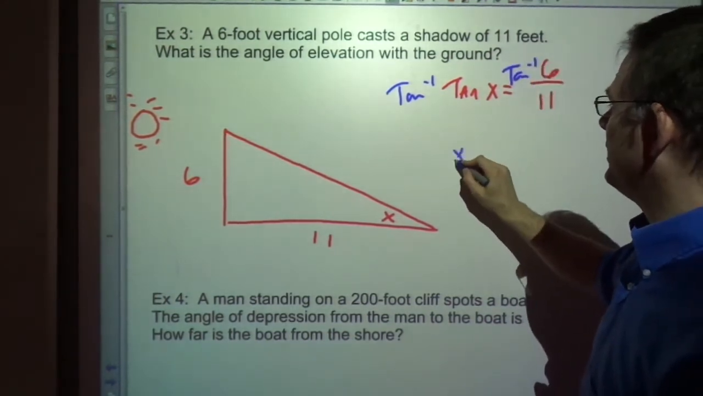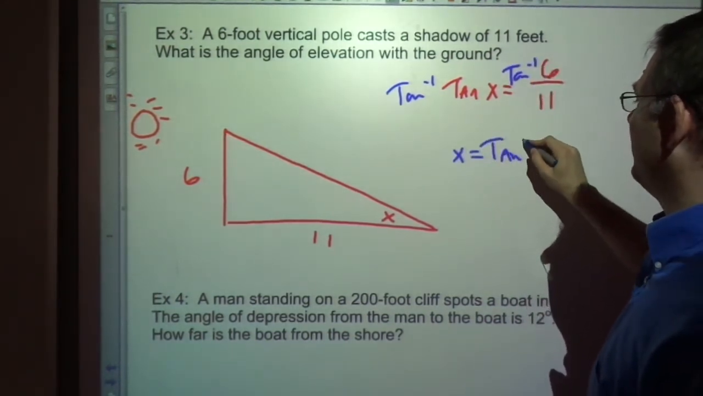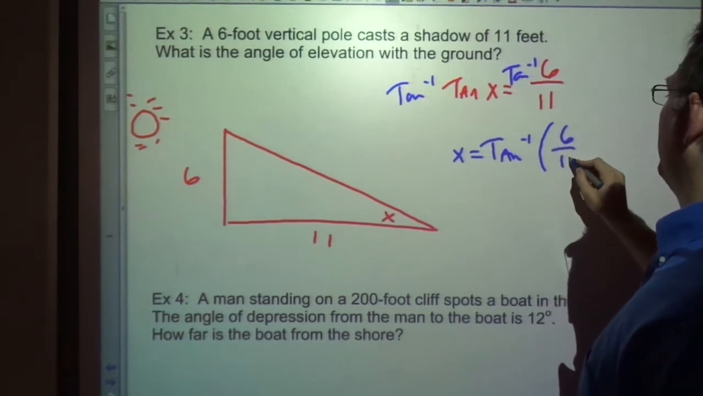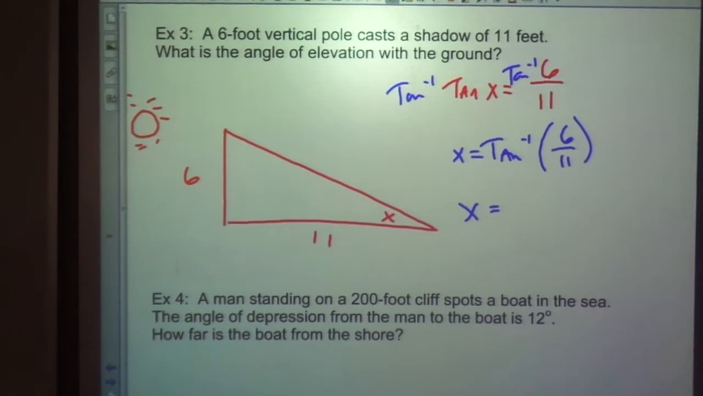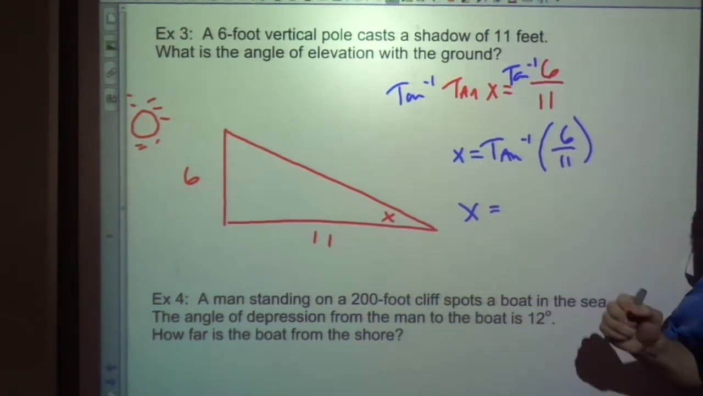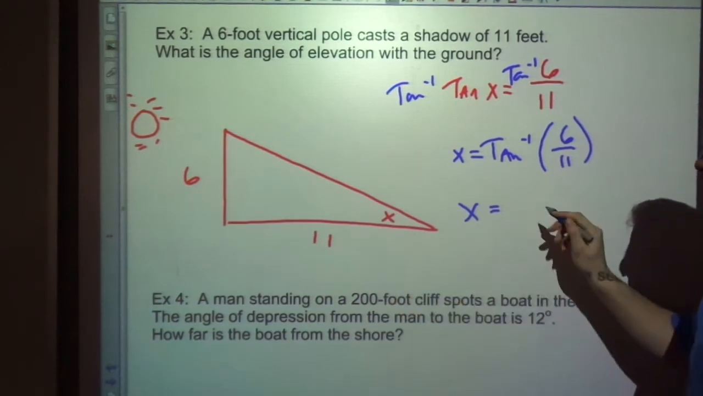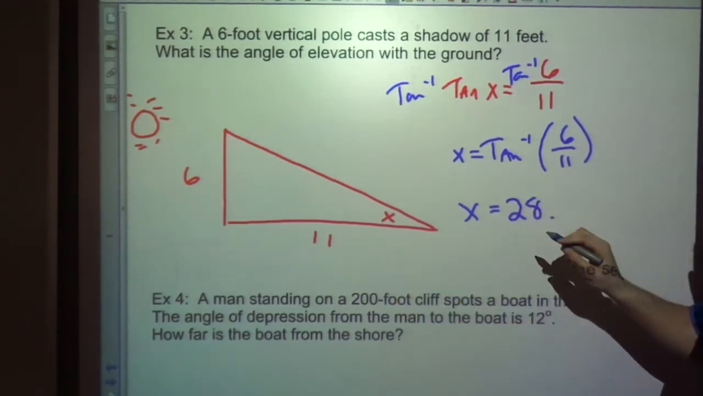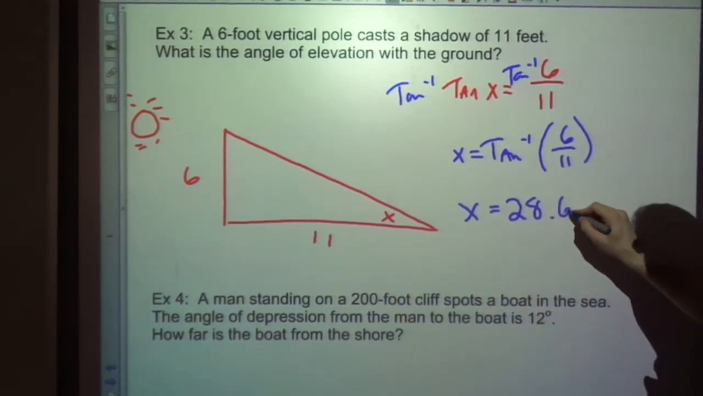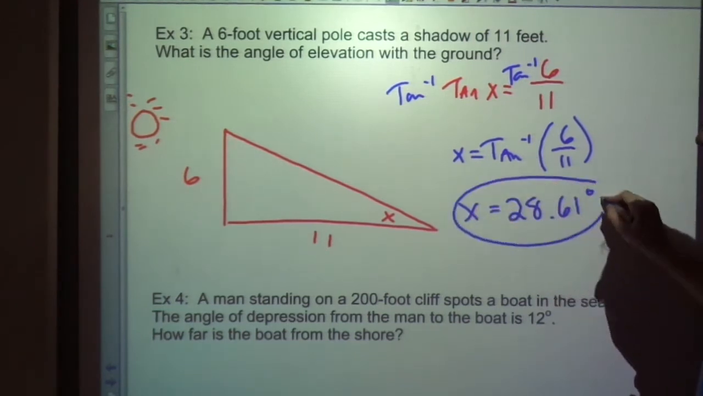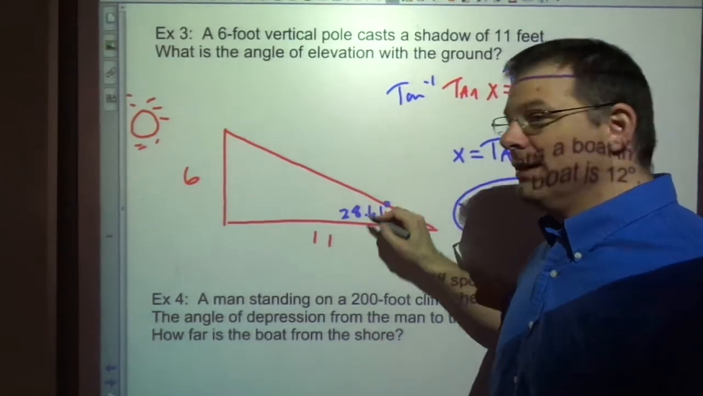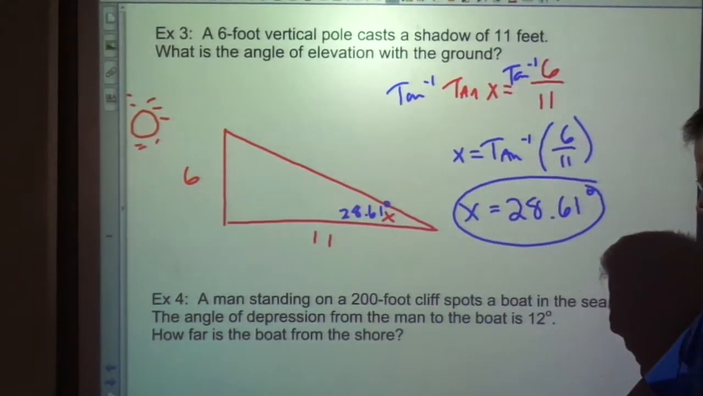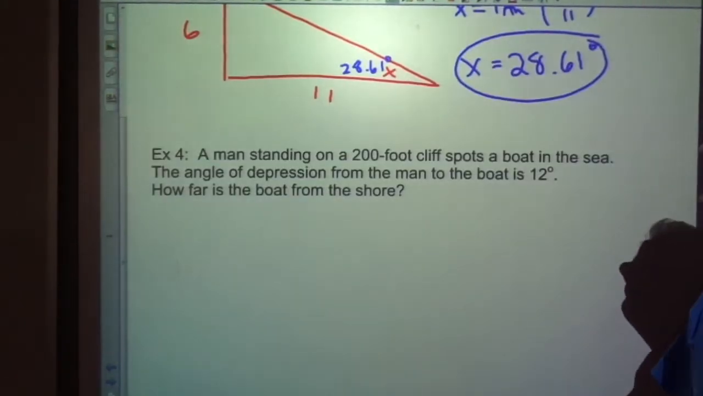I have an equation that says inverse tangent of 6 divided by 11. Calculator friends, the calculator will do this for me and tell me that angle, and that is 28.661 degrees. So that tells me that this angle is an angle of elevation of about 28.66 degrees. Thank you, calculator friends, all of you.